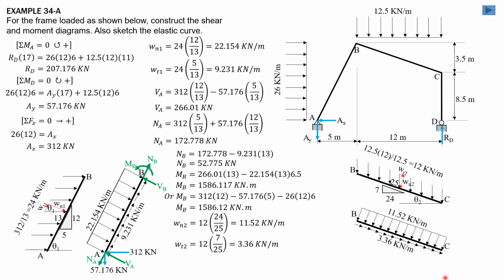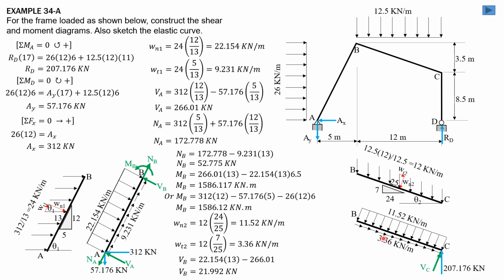And let's compute back VB from this figure. It is equal to 22.154 going down minus 266.01. So VB is 21.992, or summation of forces in that direction equals 0. V sub B plus V sub A equals 22.154 times 13. So that's why V sub B is 22.154 times 13 minus VA, which is 266.01.